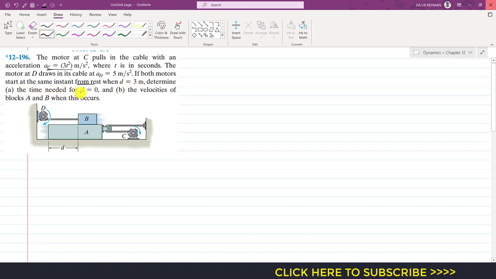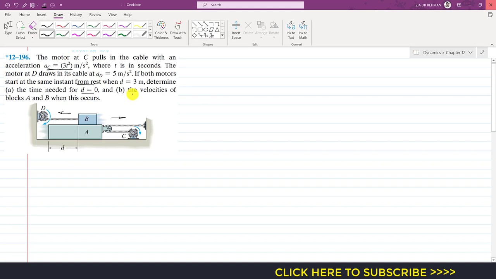First, we have to determine the time needed for d equals 0, right? So we have to determine how much time block B will take, so that the distance between this end of block B and this end of block A will be equal to 0. Block A will move in the leftward direction and block B will move towards the right. So we have to find that time t for which this d, the distance between this end of block A and this end of block B, will become 0.